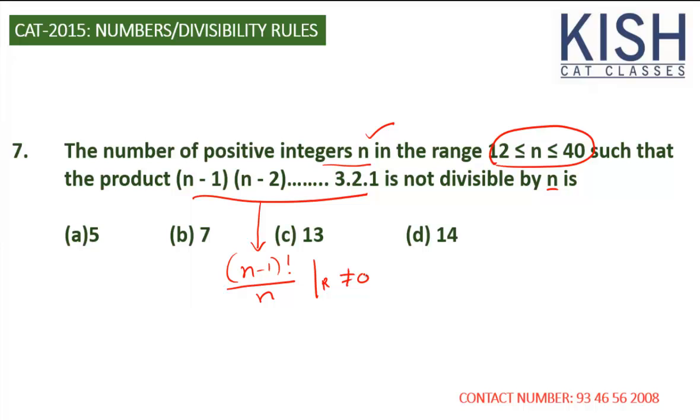Now, how to approach this question is quite simple. Is 12 a special number? Is 40 a special number? No. 12 and 40 are any numbers. They are just random numbers. But they are given in a proper order. That's 12 to 40. Next time, what happens if they give 22 to 70?